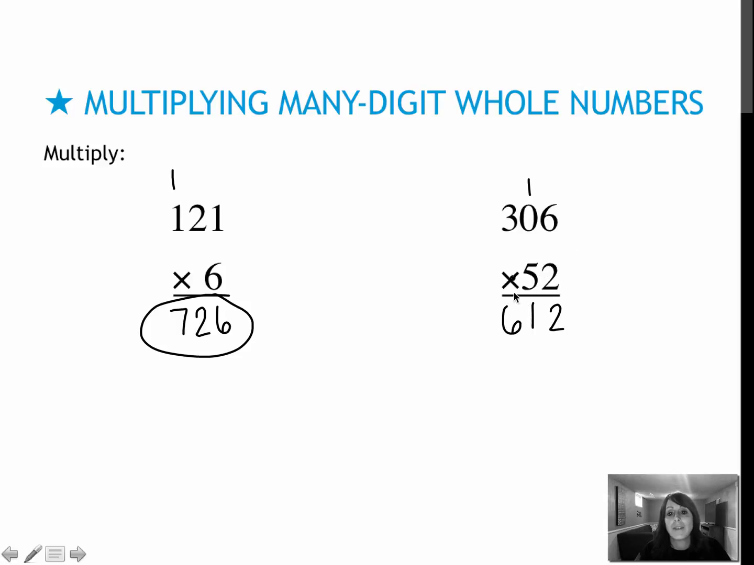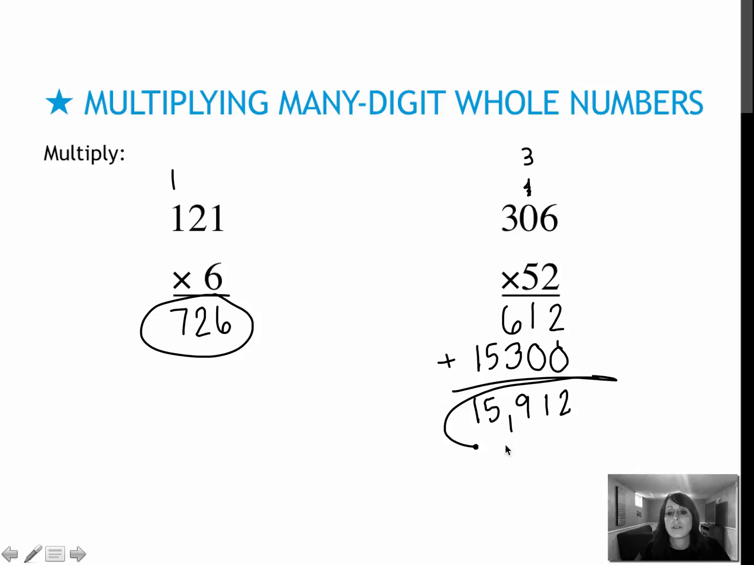For my next line, I have to take 50 times everything. And so again, I'm going to put the 0 as a placeholder and then take everything times 5. So 5 times 6 is 30. Carry the 3. 5 times 0 is 0, plus 3 is 3, and 5 times 3 is 15. So I'm going to add these together. 2 plus 0 is 2, 1 plus 0 is 1, 6 plus 3 is 9, and then those are not added to anything else. So my result is 15,912.